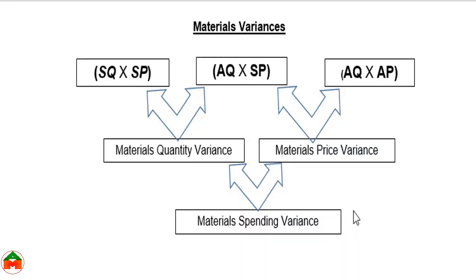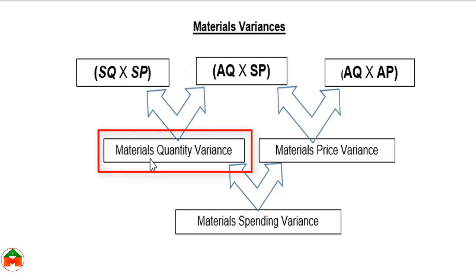So in this chapter, if we want to find out the variances, we can use a very simple formula. Here SQ means standard quantity, SP means standard price, AQ means actual quantity, AP means actual price. If we multiply SQ with SP, we will get an amount. After that we will multiply actual quantity by standard price, and we will get another amount. If we deduct these two amounts, we will get the material quantity variance. So variance means the difference between the costs.